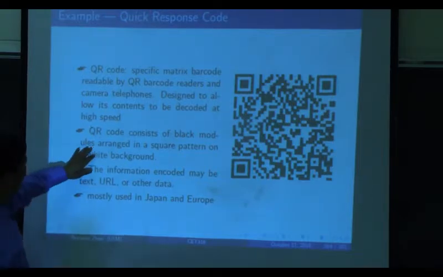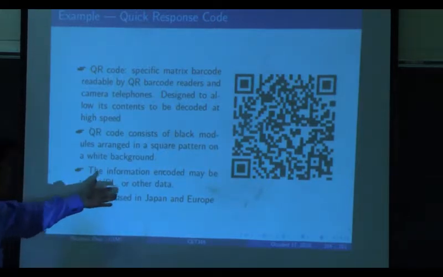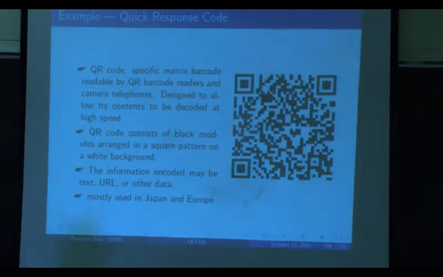Consists of black modules arranged in a square pattern on a white background. The information encoded may be text, URL, or other data, mostly used in Japan or Europe.